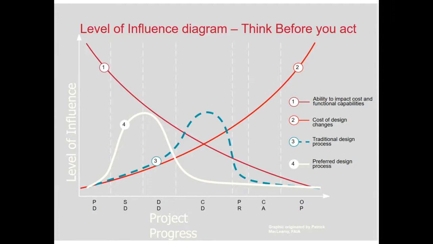So why do we need to plan effectively? And this is illustrated by this level of influence diagram. So here you could see two lines. The first line is the ability to impact cost and functional capabilities.